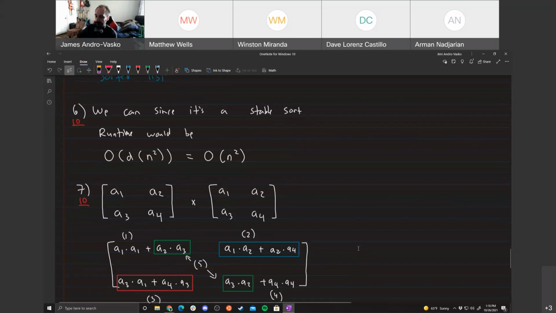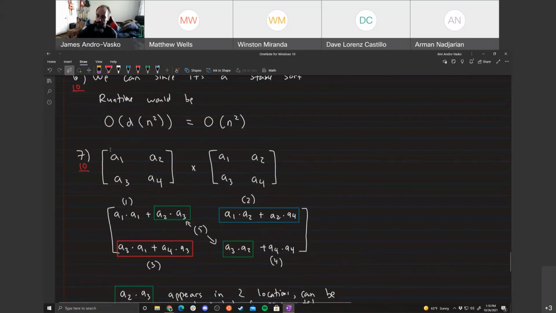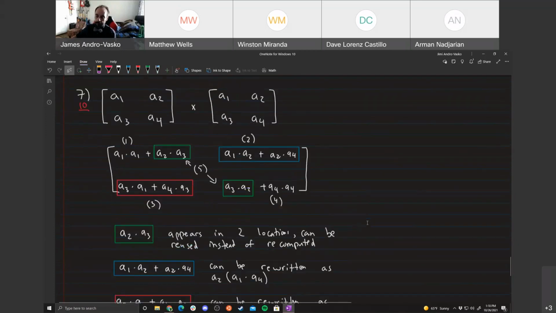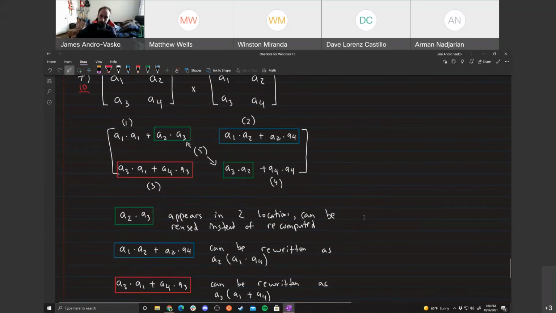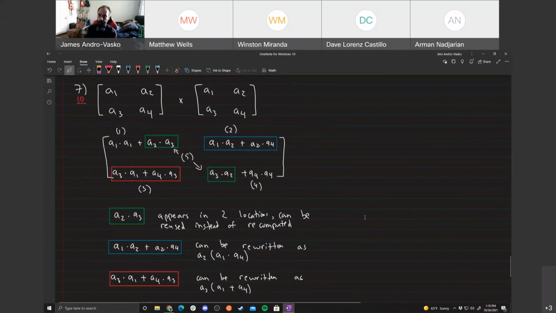Question 7. I multiply this matrix by itself. Typically, the straightforward approach would involve doing 8 multiplications, but here we can modify this a little bit. I'm going to zoom out so we can see all of this. So essentially, whatever I have there in red and blue, we can factor out so that A1 times A2 plus A2 times A4, we can factor the A2 out like this. Oops, that's supposed to be an addition right there.